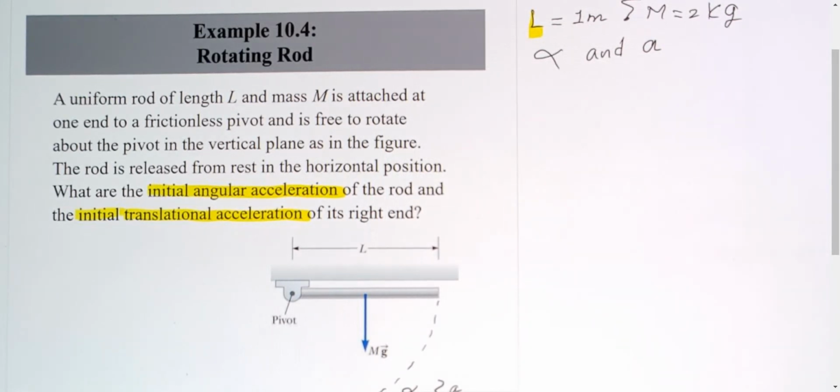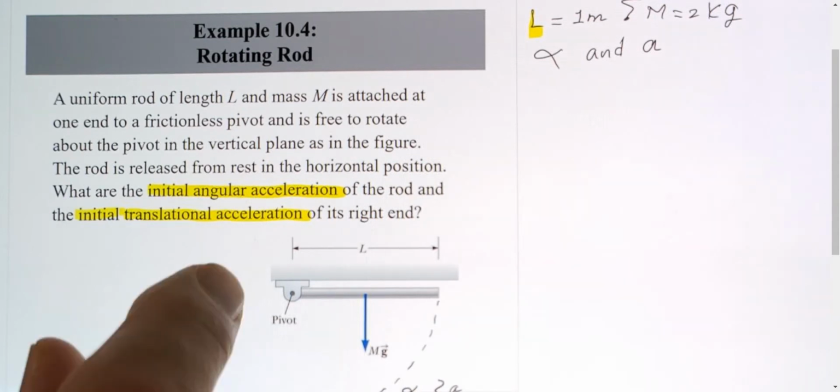A uniform rod of length L and mass M is attached at one end to a frictionless pivot and is free to rotate about the pivot in the vertical plane as in the figure. The rod is released from rest in the horizontal position. What are the initial angular acceleration of the rod and the initial translational acceleration of its center of mass?